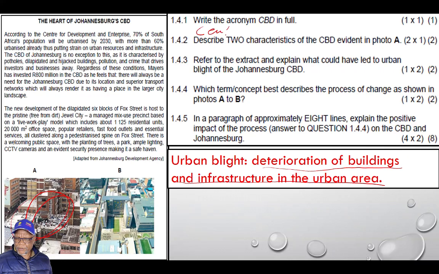CBD stands for Central Business District.